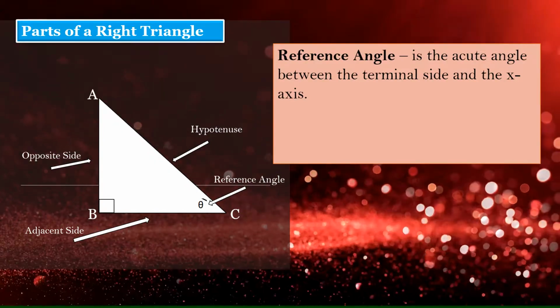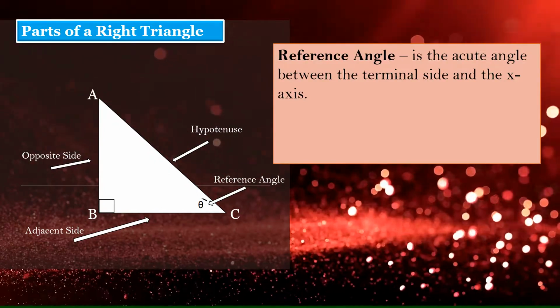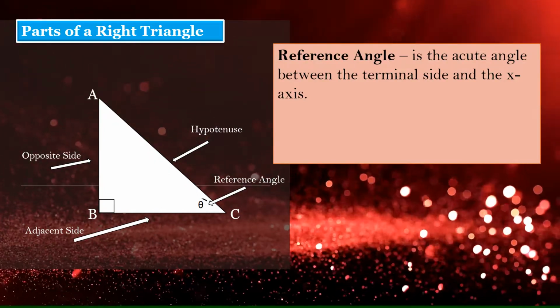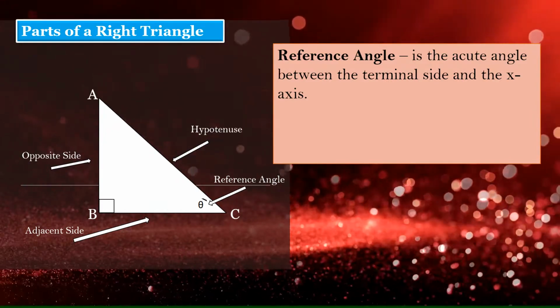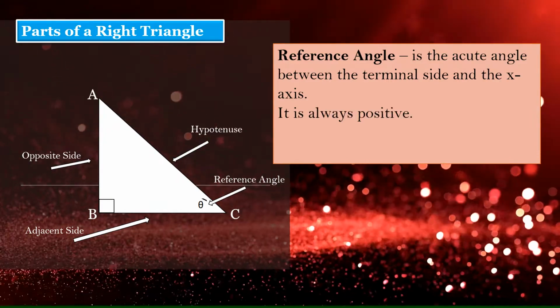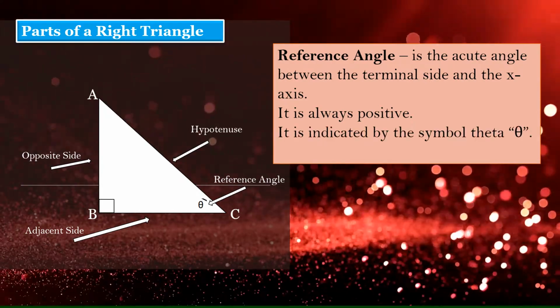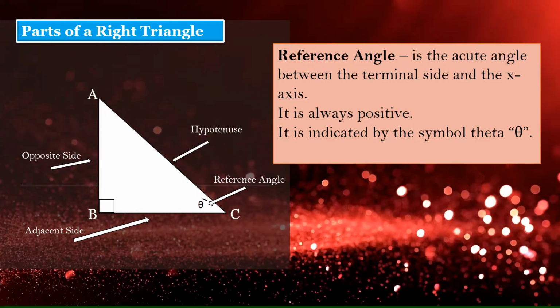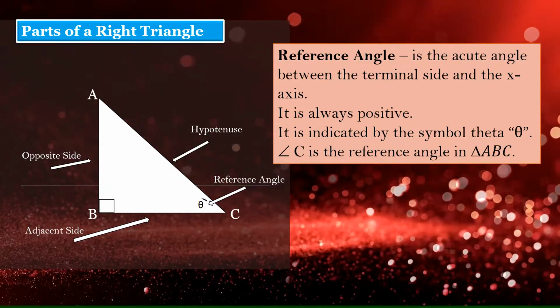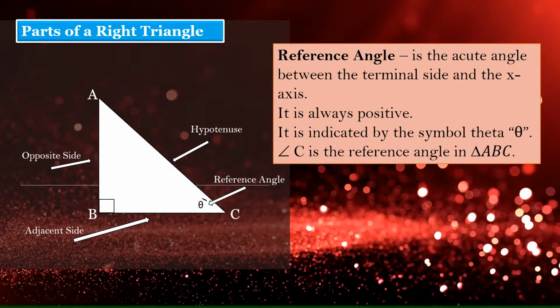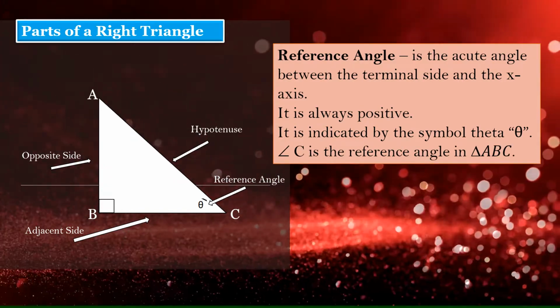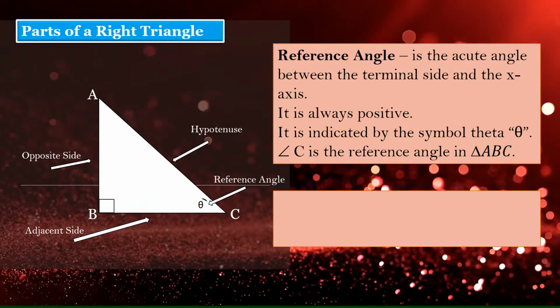What is a reference angle? A reference angle is the acute angle between the terminal side and the x-axis. Reference angle is always positive. It is indicated by the symbol theta. Angle C is the reference angle in triangle ABC.